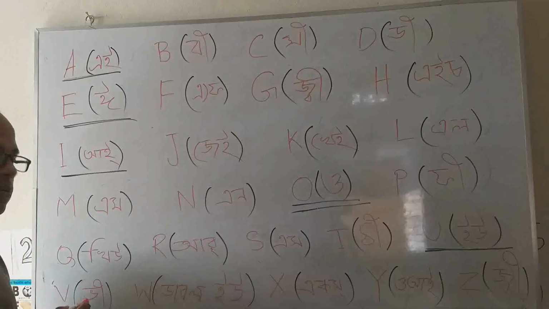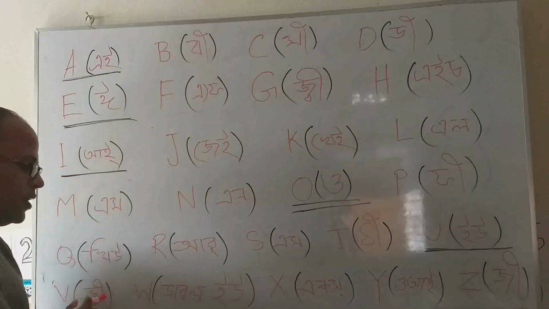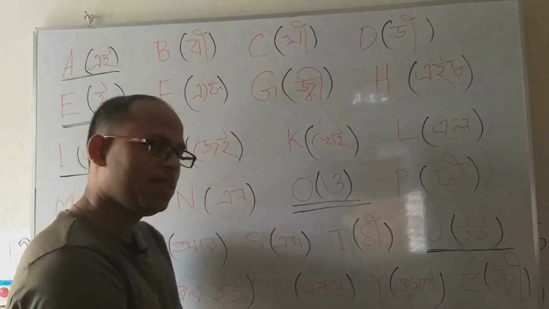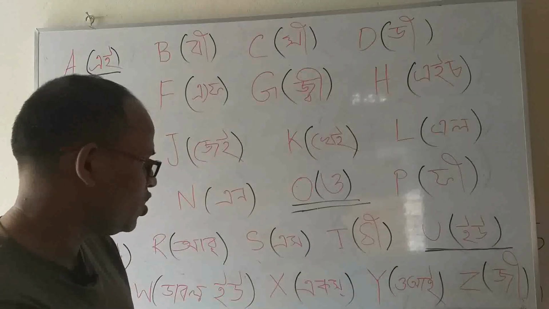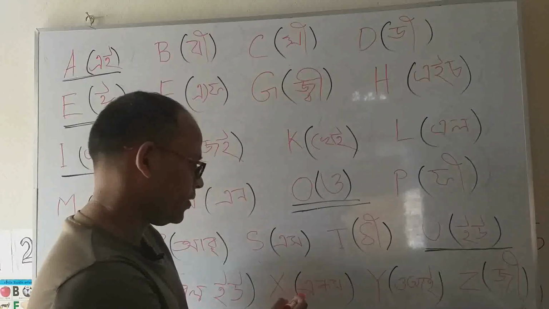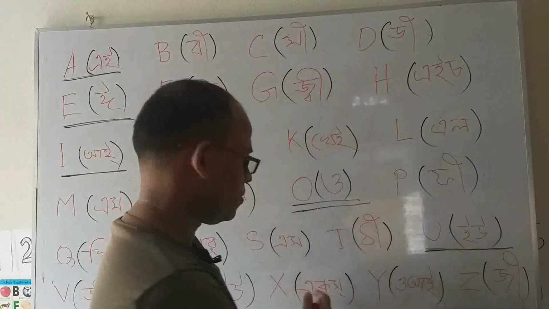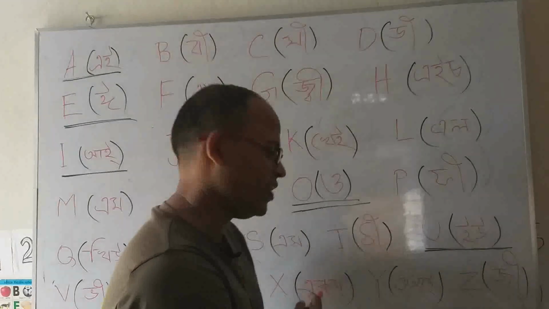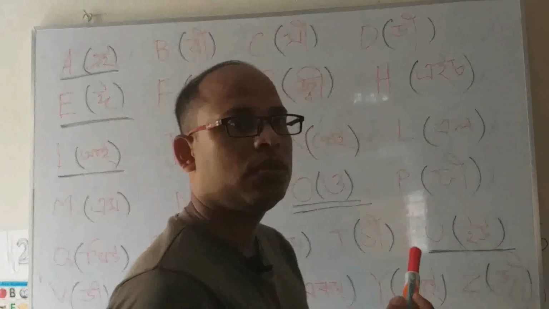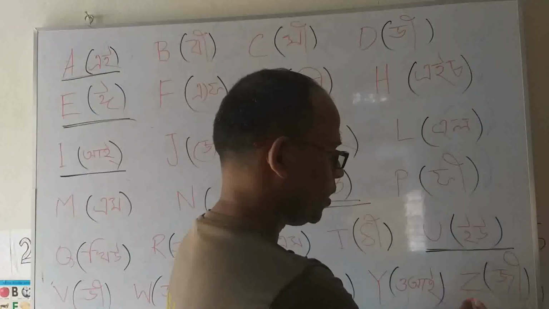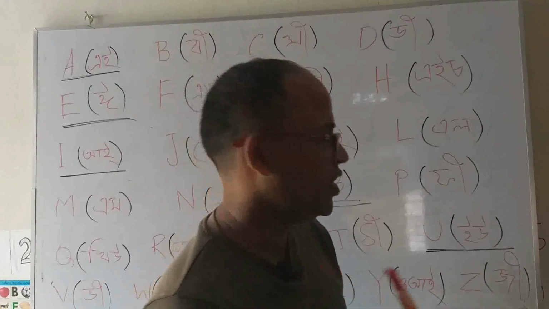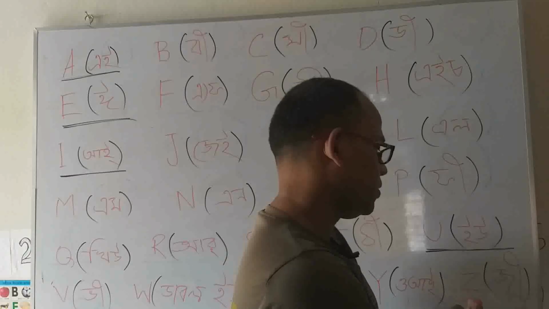V, emphasis goes on the E sound. W, in order to pronounce this letter W, you need to say U two times. X, X, a little bit of emphasis. Y, Y, your lips round and then go to the back. Z, actually the Z sound. You need more emphasis and duration to pronounce this letter Z.